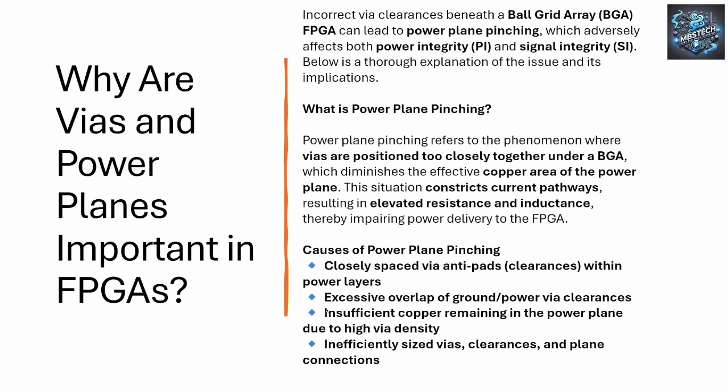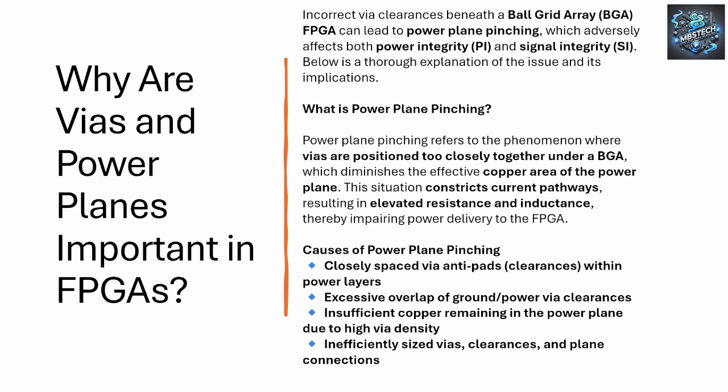Okay, vias, power pinching, importance in power planes. Proper via design is essential for maintaining power integrity, especially in BGA FPGAs. Why is that? Well, if you're using through-hole vias, you're going to put a lot of holes in a small area, put it that way. Incorrect via clearances can lead to power plane pinching, where closely spaced vias reduce the effective copper area of the power plane, depending on your power plane clearance rules. This increases resistance and inductance, impairing power delivery and causing voltage drops.